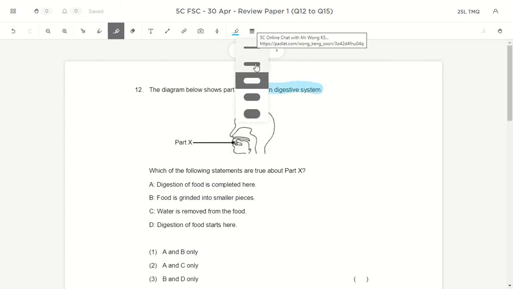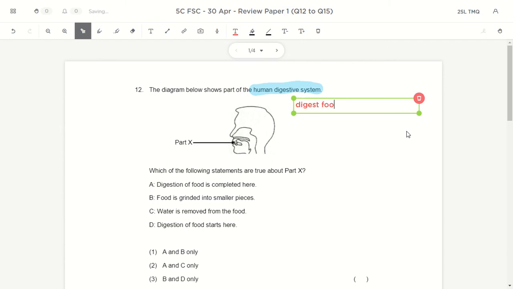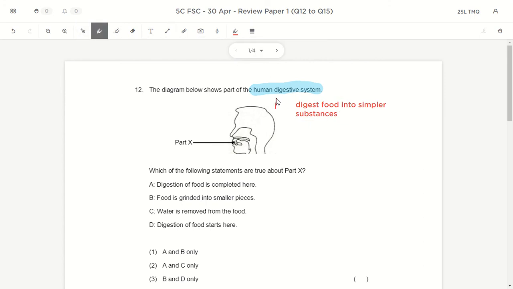So ask yourself again, think about it. What does the human digestive system do? The human digestive system does two things. One is to digest food into simpler substances, such as your sugars, your proteins, or fats, so that they can be absorbed into the body easily, because the body cannot absorb a cheeseburger. Remember, the body can only absorb the simple substances, like your fats or sugars and your proteins, or even simpler than that.